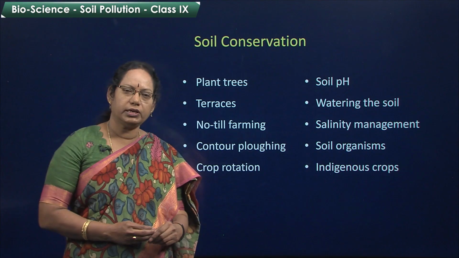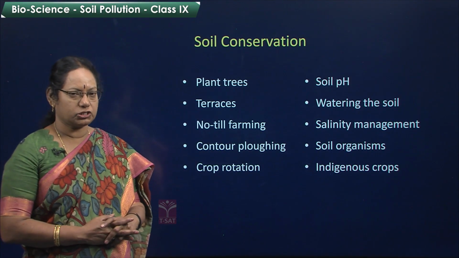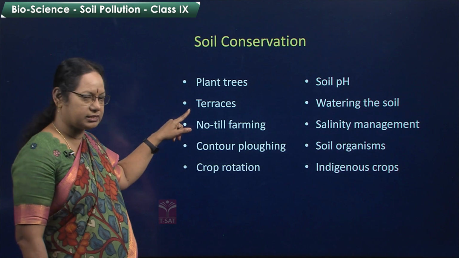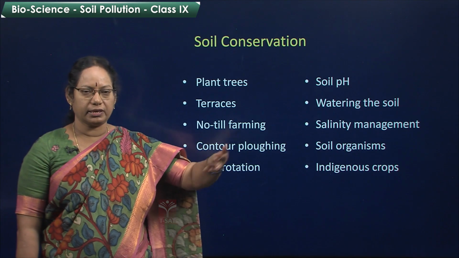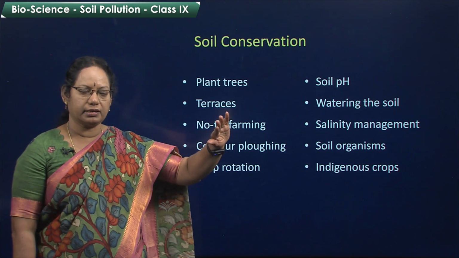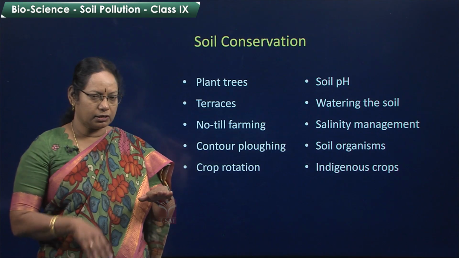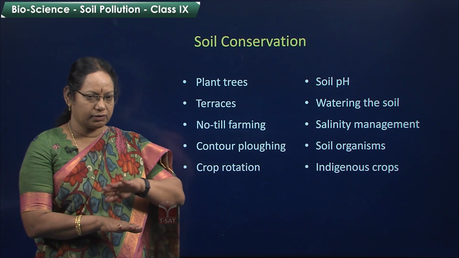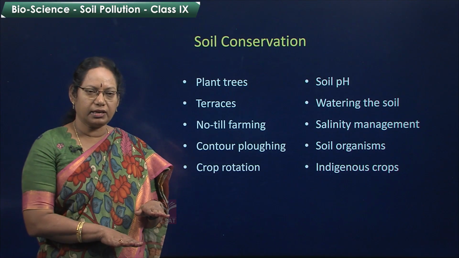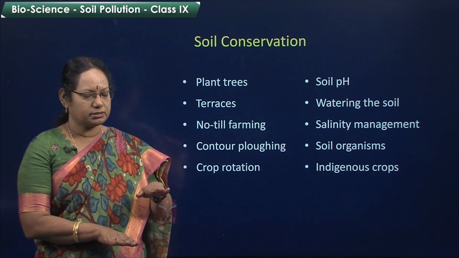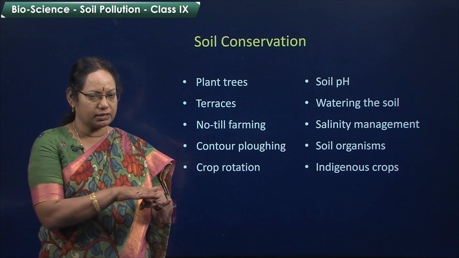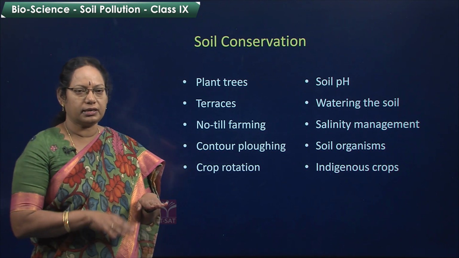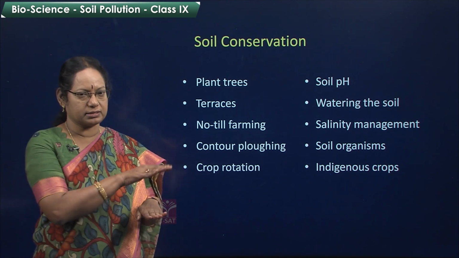Now, what can we do for soil conservation? Plant trees, that we have discussed. Terraces: in slope areas, what will they do? They will do terrace farming, which means at one level they will level the slope area, and at a level above that they will level another. Agriculture is done on these levels, so it looks like terraces.